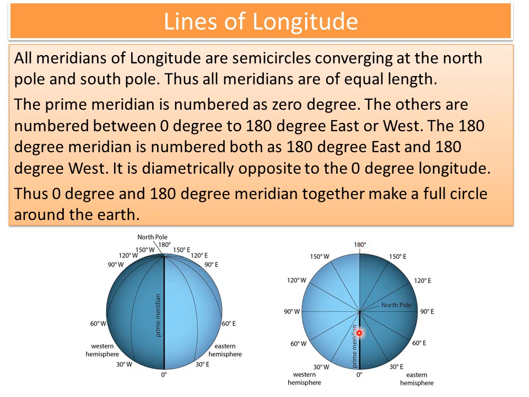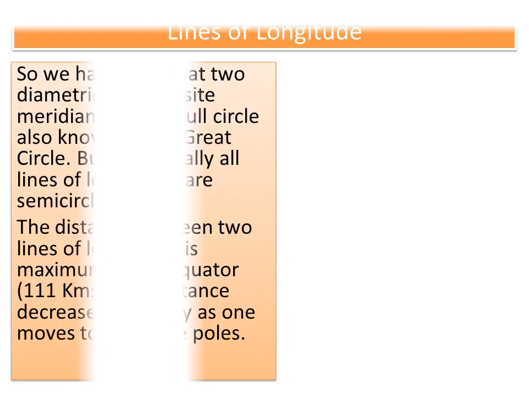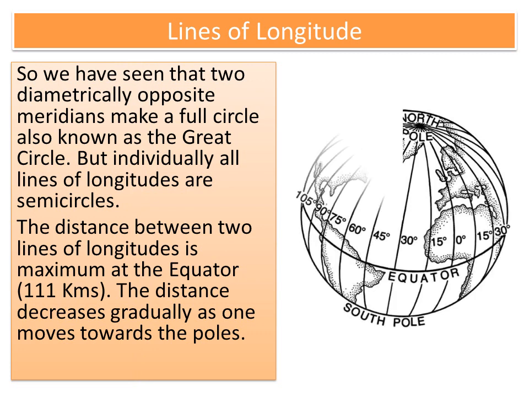But they are not the only two meridians which are making a full circle. There are others also. For example, 30 degree west and 150 degree east make a full circle. 120 degree west and 60 degree east make a full circle, and so on. So we have seen that two diametrically opposite meridians make a full circle, also known as the great circle. But individually, all lines of longitude are semicircles.